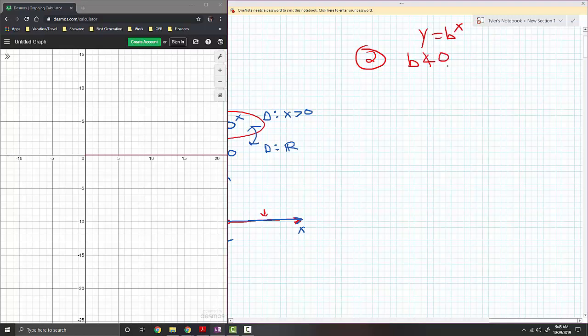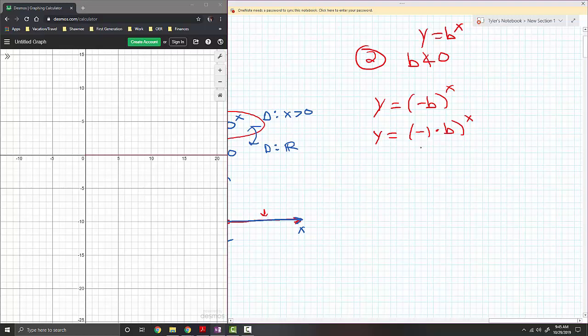So this will go back to exponent rules. So let's just plug in negative b for b, right? What you would have is y equals negative b to the x power, right? So I just replaced b with negative b. Then I could rewrite this expression, negative b, as negative 1 times b, because negative b is the same thing as negative 1 times b.